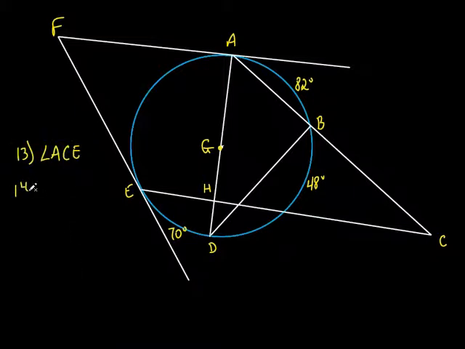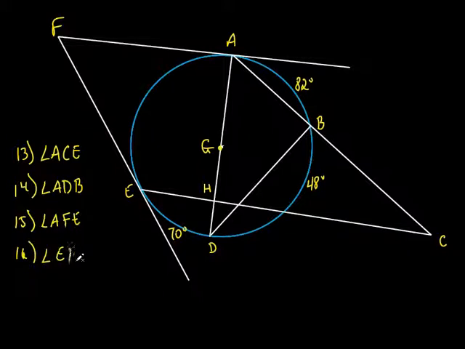And then 14 is ADB, 15 is AFE, angle AFE, and 16 is angle EHD. Okay, all right, let's just start with 13, might as well. And let's use pink. All right, ACE, where's ACE? A, where's C? C, E, angle. So we're finding this angle right there.